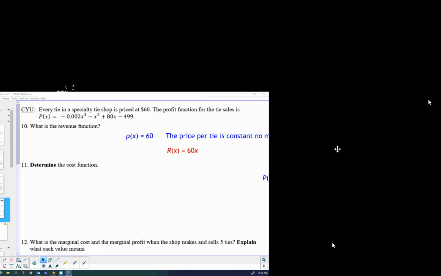Okay, number 10. So this is what the Keeb was working on while I was out, apparently. Weird. So in this situation, since every tie is priced at $60, it doesn't depend on how many ties you're selling. So that's why I have lowercase p of x for my demand function to be just equal to 60. There's no x in the equation at all, which means my revenue function is just 60 times x. Good? Yes.